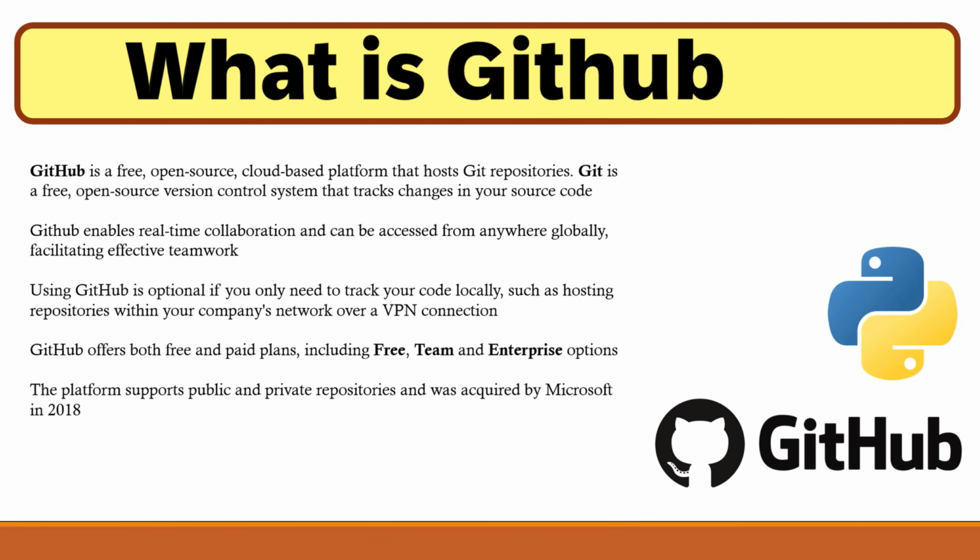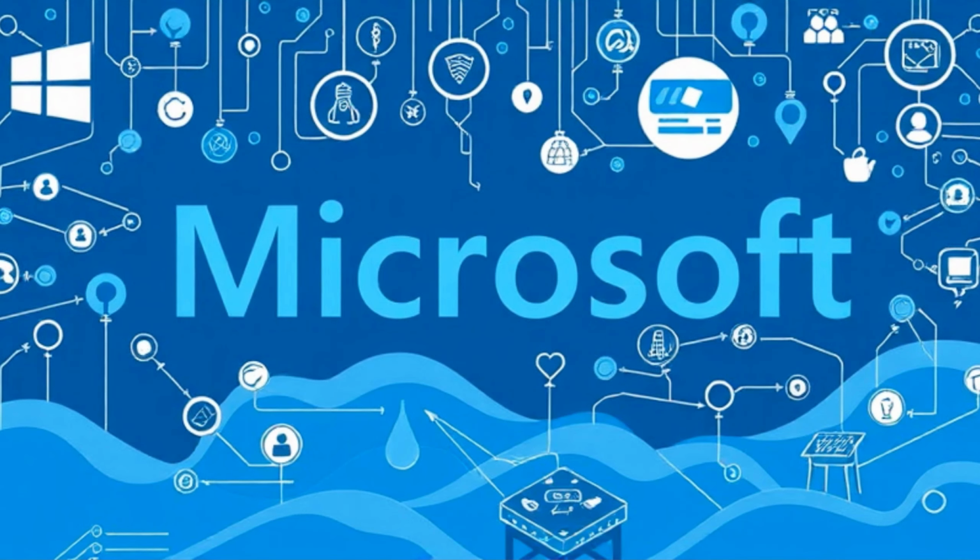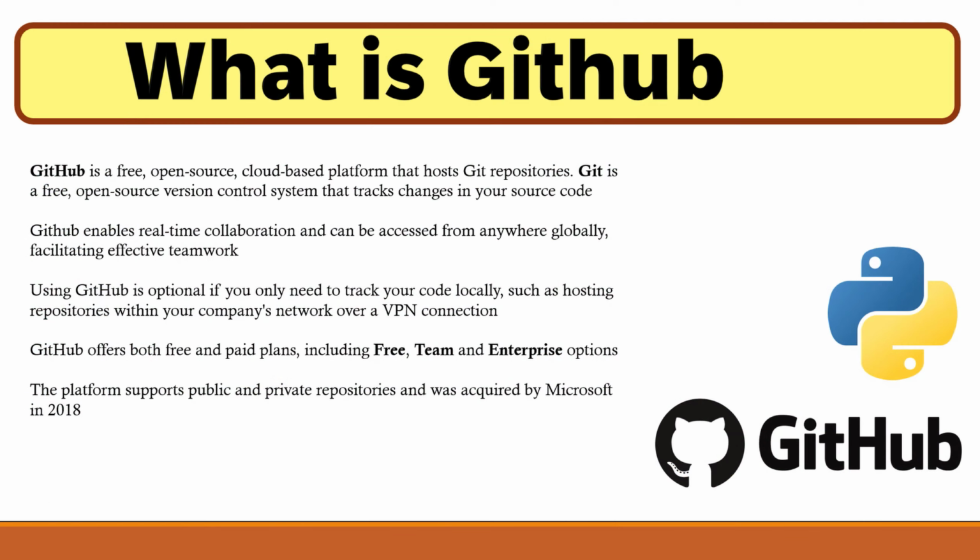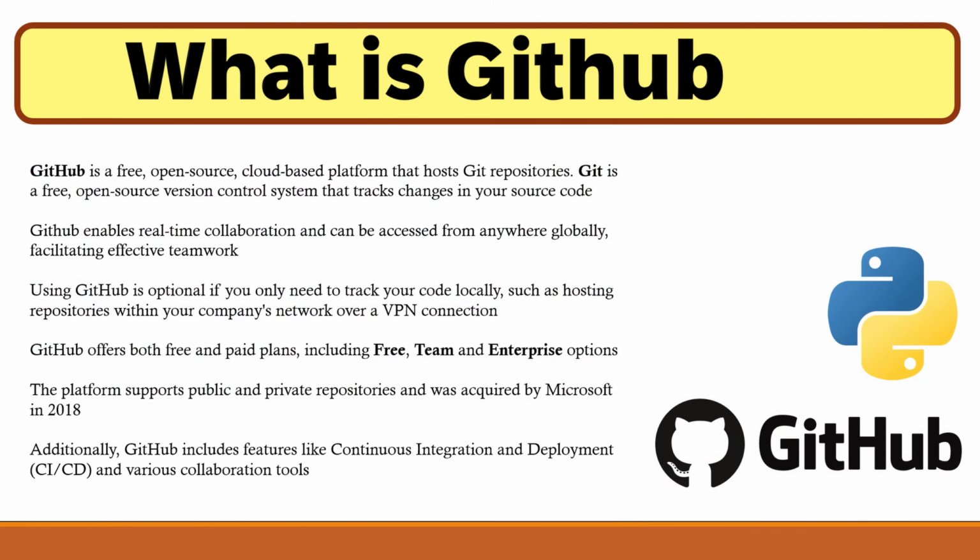The platform supports both public and private repositories and was acquired by Microsoft in 2018, which increased Microsoft's focus and commitment to open source development. Additionally, GitHub includes features like continuous integration and deployment, as well as various collaboration tools. So that's a high-level overview of what GitHub is.